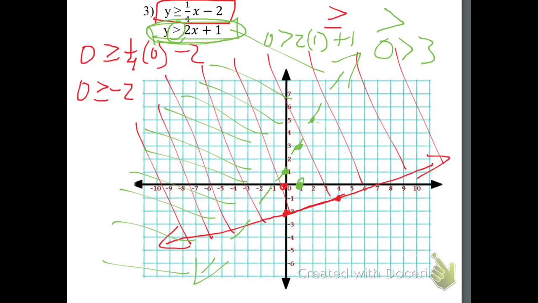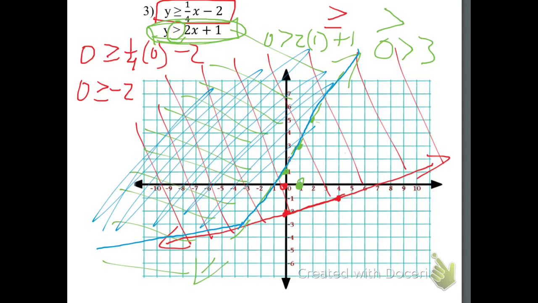Okay, ta-da! So that's how things are shaded. If you're in the honors classes, the part that's part of your solution is any part that got shaded twice. So that's this region here, by the way. And that should be it for number 3.